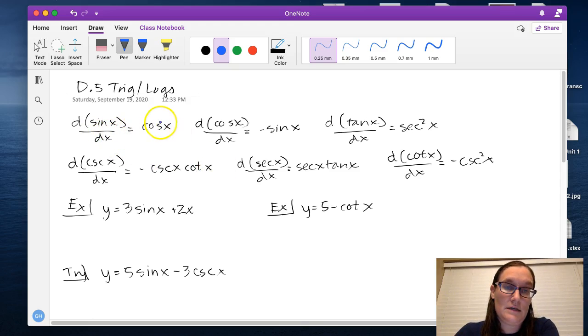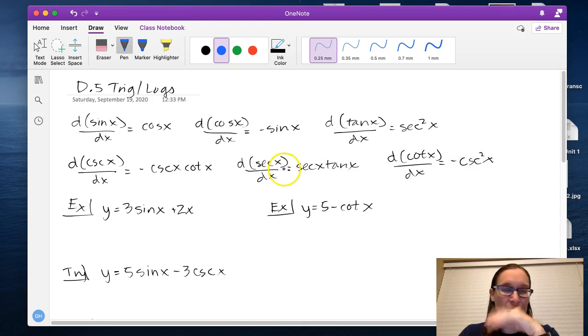Okay, so derivative of sine is cosine, derivative of cosine, negative sine, derivative of tangent, secant squared, derivative of cosecant, negative cosecant x cotangent x, derivative of secant x is secant x tangent x, and derivative of cotangent is negative cosecant squared x.